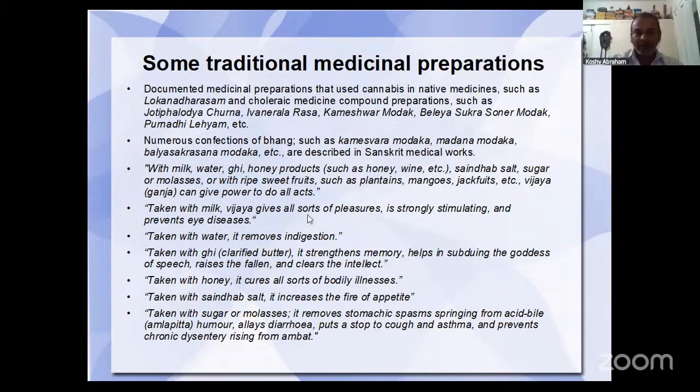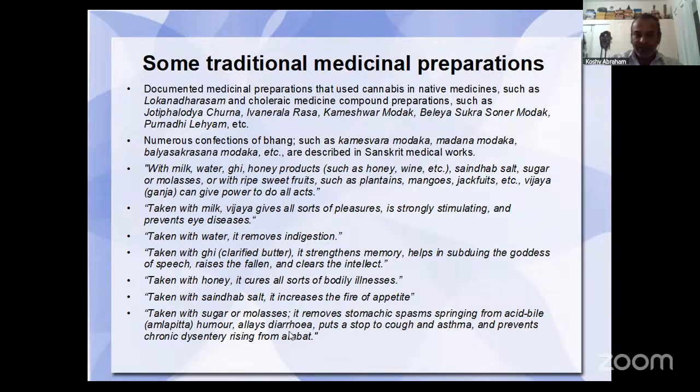For example, with milk, witnesses say that Vijaya is very strongly stimulating and prevents eye diseases. If you take Vijaya with water, it improves digestion. With ghee, it strengthens your memory and helps you to speak and think clearly. Taken with honey, it cures all kinds of body illnesses. With sendab salt, it increases appetite. With sugar, it can stop stomach spasms coming from excessive pitta.